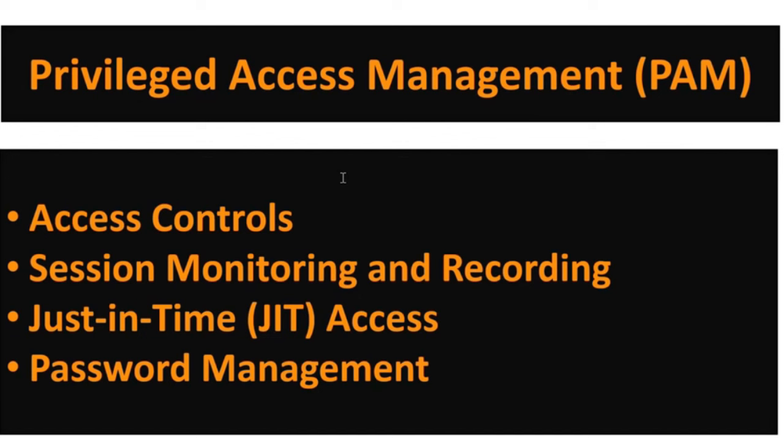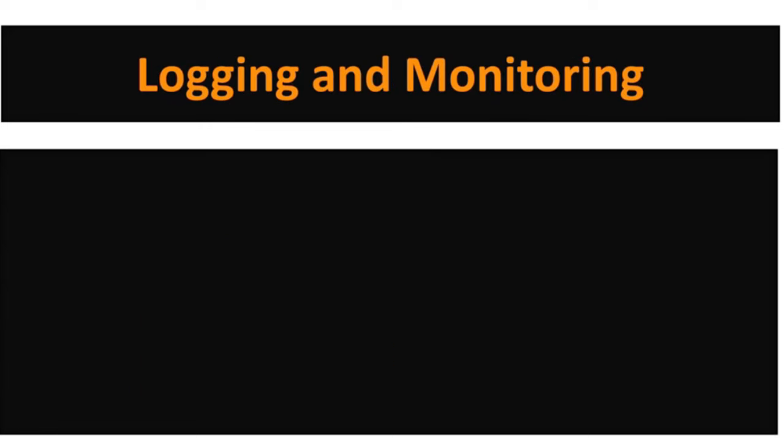And then when the admin is accessing the database, the PAM system monitors their session in real time. Any suspicious activities such as trying to access unauthorized tables or rows or columns or whatever it is, an alert is triggered, and all privileged access activities are recorded and can be audited to ensure compliance with regulations and internal policies. The next concept is logging and monitoring.